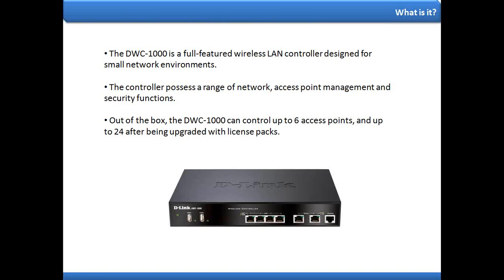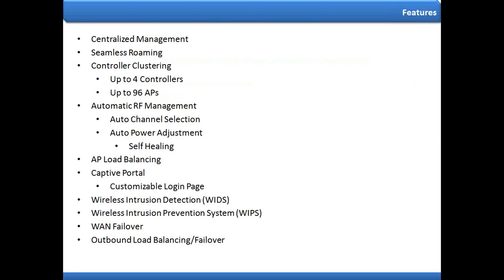The controller possesses a range of network access point management security functions like WEP, WPA. In addition to that, it also provides server authentication and captive portal. Out of the box, the DWC1000 controls 6 access points and can also be upgraded to 24 access point support once upgraded with license packs.